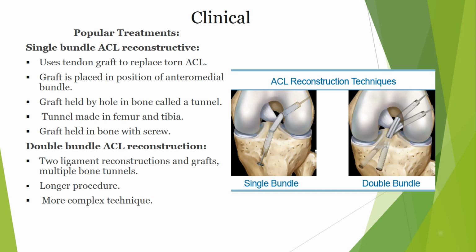In the double bundle ACL reconstructive method, two small grafts are needed to reconstruct the two ligaments. Two bone tunnels are also needed, and the procedure is longer and more complex. Researchers are split on which procedure produces the best results. However, the single bundle ACL reconstructive method is used the most because it's been around the longest.